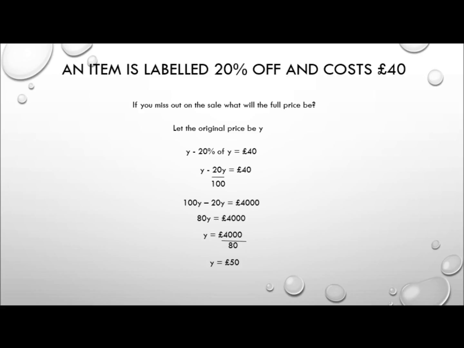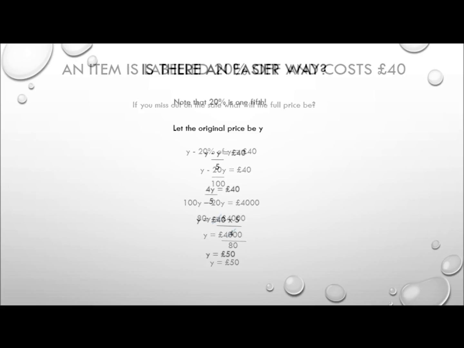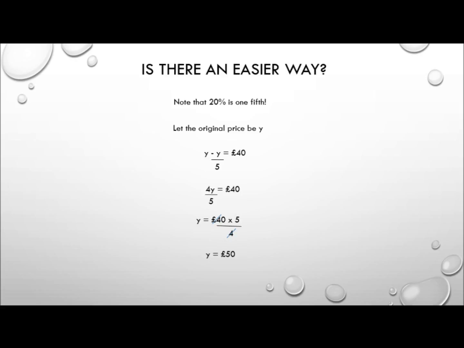So y is equal to £4,000 divided by 80, and you can either do a little bit of mental arithmetic or you can just whip your calculator out. If we did the mental arithmetic, we can cancel the 0 from the top and the bottom, and that leaves us with 400 over 8, which is the same as 200 over 4, which is the same as 100 over 2, which is £50. Okay, that was a lot of work, I admit. Maybe there's an easier way to do it.